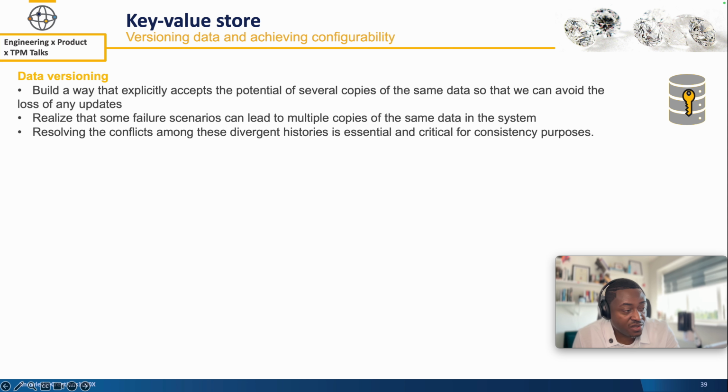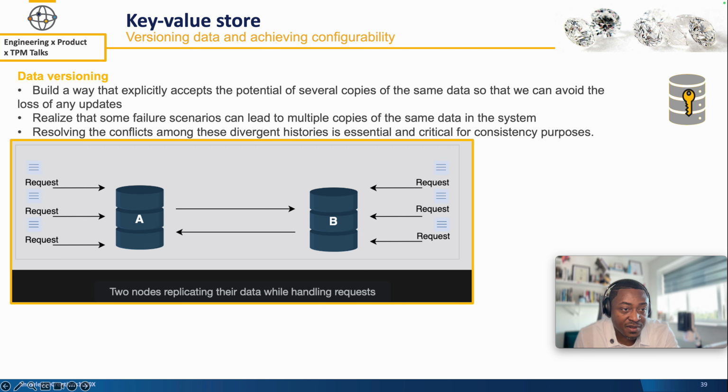So when network partitions and node failure occur, then during an update, the object's version history might become fragmented, right? As a result, it requires a reconciliation effort on the part of the system. It's necessary in this sense. See here, two nodes are replicating their data while handling requests. All is fine, all is going well, all is hunky-dory.